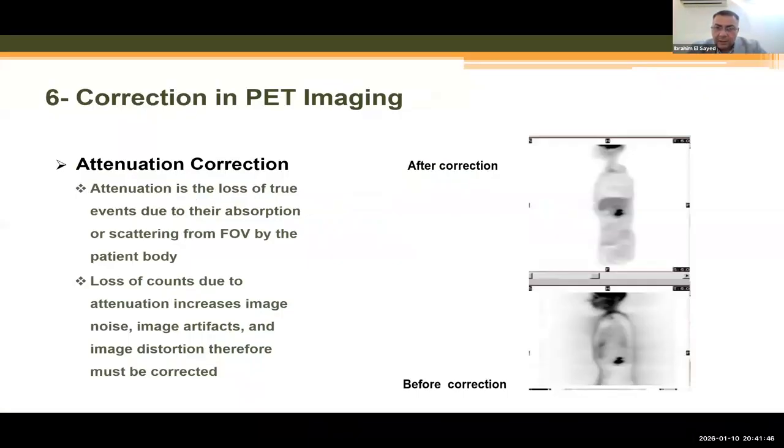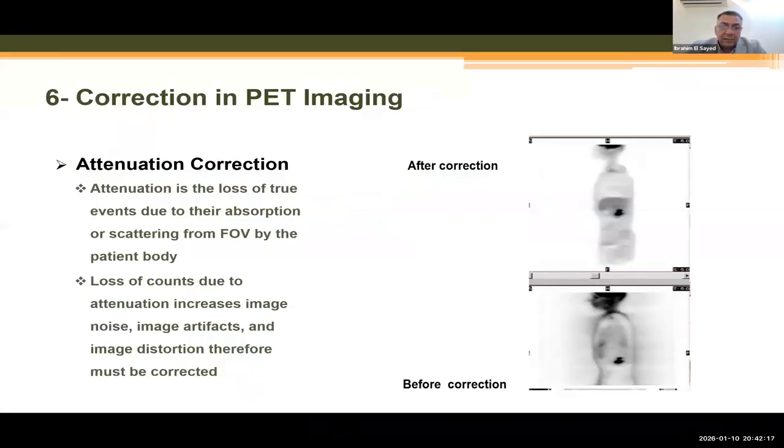As we said regarding the raw data of PET, it can't be quantitatively accurate without correction for these factors, which are random, scatter, and dead time also. It provides details about the major corrections and how they improve image quality. The first one we will discuss, as we said, is attenuation correction.